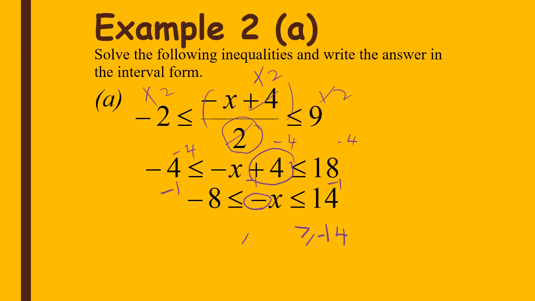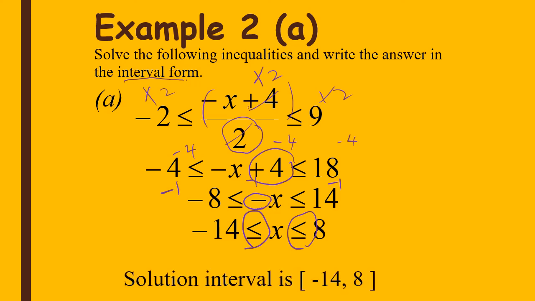So how do we write the answer? Okay, so the answer should be the smallest value on the left side, the bigger value on the right side. So it should be negative 14 less than or equal to x and less than or equal to 8. And then, because the question asks you to give the answer in interval form, you should give it in interval form. So what is the type of bracket? Less than or equal to, it should be the square bracket. So square bracket of negative 14 to 8. Okay.